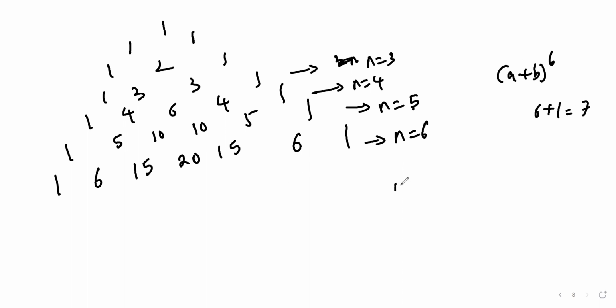So you develop that, 6C0 all the way up to 6C6. You'll have those 7 terms. It might be a little lengthy. For smaller values, go ahead and use Pascal's triangle. Did you get it? Yeah.